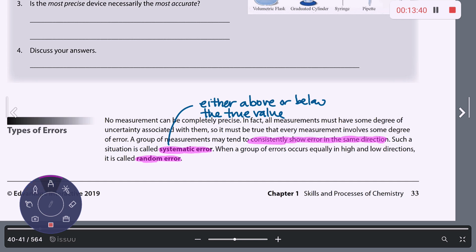Random error means you're going to have errors in high and low directions. So that means they're all over the place. So random error would be both above and below the true value. Okay?